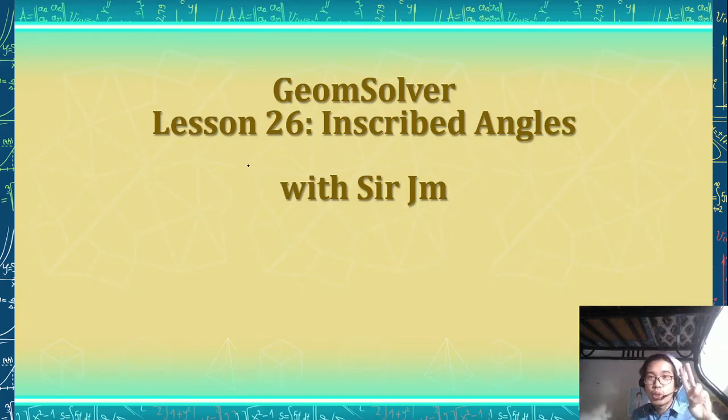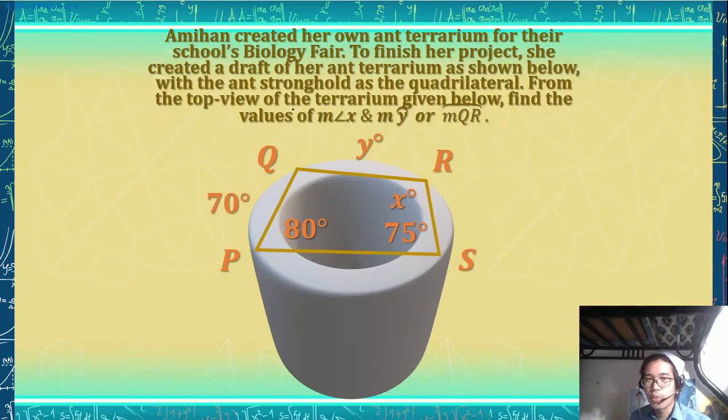For our second module for the fourth quarter, we're going to be discussing inscribed angles. This is going to be our second lesson for this module. So let's start with our first problem.